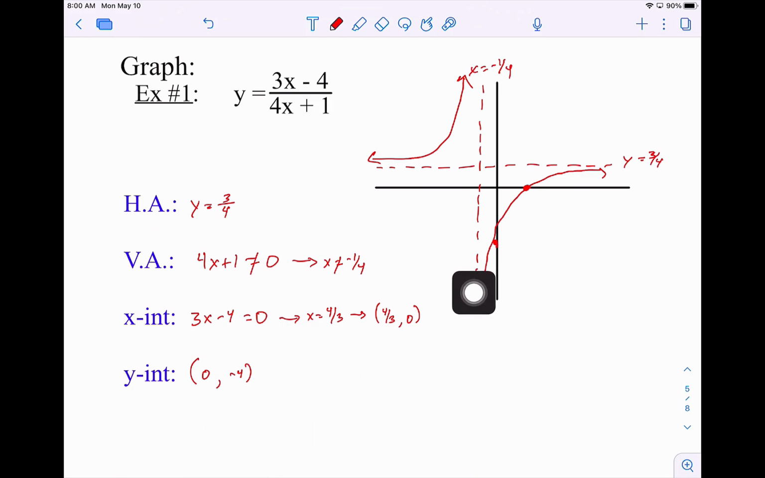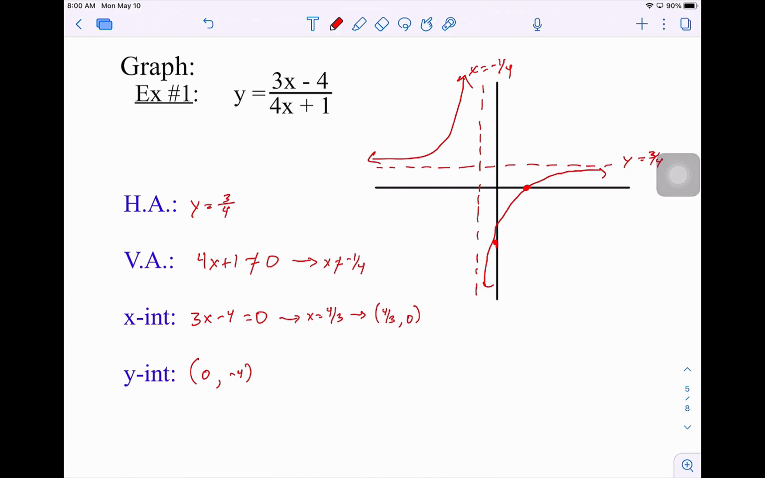For my y values, I've got all real numbers except which y value? What's the only y value that's not included on this graph? It's the 3/4 right here. So there's only one x value and only one y value not included in the domain or range. x can't equal negative 1/4, that's why there's a vertical asymptote. y can't equal 3/4, that's why there's a horizontal asymptote. Kind of signifying, hey, you can't have these values.